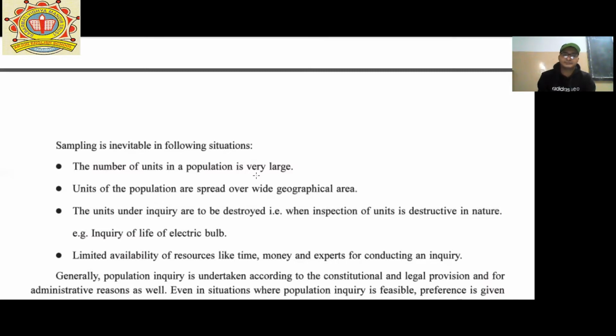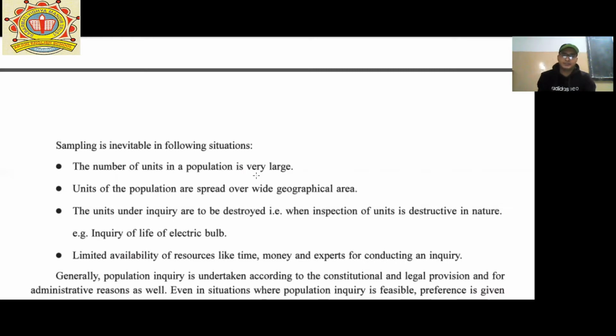Second one, units of the population are spread over a wide geographical area. It means the population is spread very widely. If I want to apply this sampling technique for research on the whole of India, then it is not possible for me as a single person to go into each state and district and verify the data. So I apply different techniques here.